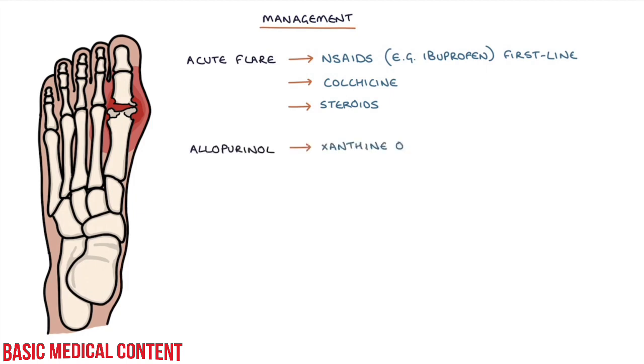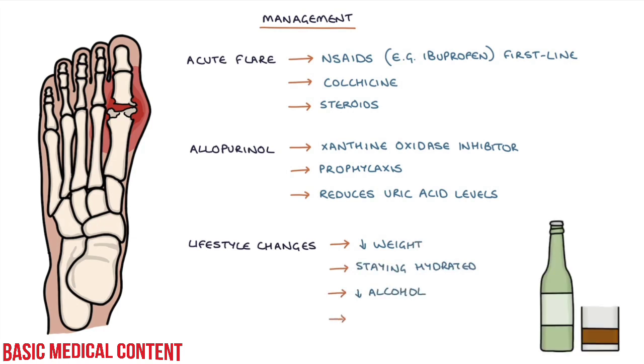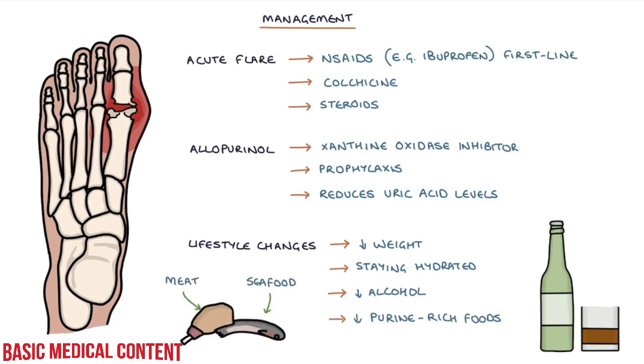Allopurinol is a xanthine oxidase inhibitor used for the prophylaxis of gout in order to prevent gout, and it does this by reducing the uric acid levels in the blood. Lifestyle changes can also reduce the risk of developing gout, and this involves losing weight, staying hydrated, and minimizing the consumption of alcohol and purine-based foods such as meat and seafood.